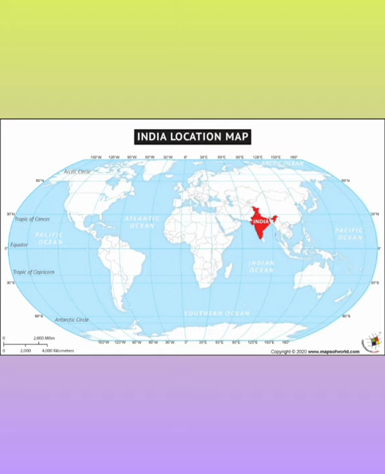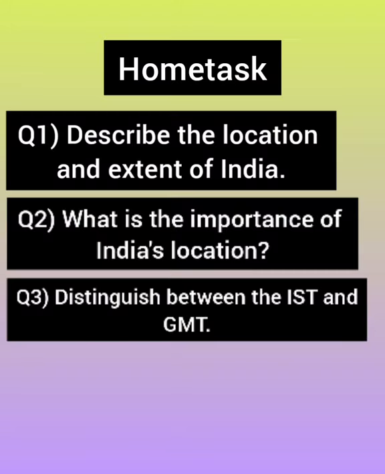So this is it with this chapter. I hope you have understood India's location, its extent, and the political division of India. How is it divided into different states and union territories? Who are the neighbors of India? And how is its location favorable? So these are all the important points we have discussed in this chapter.